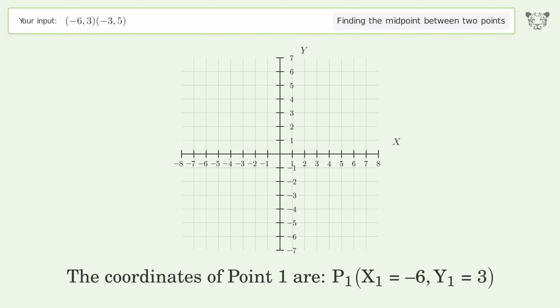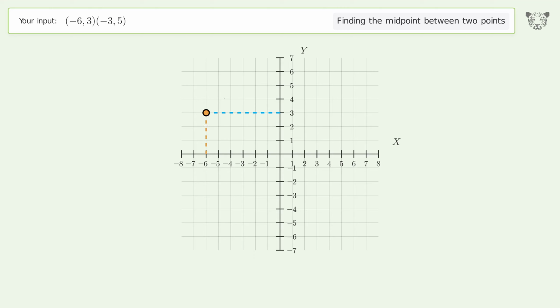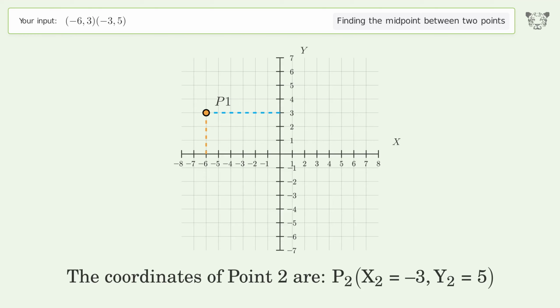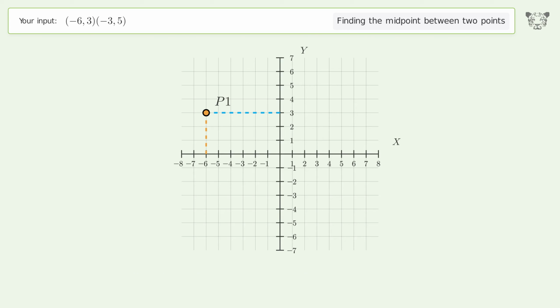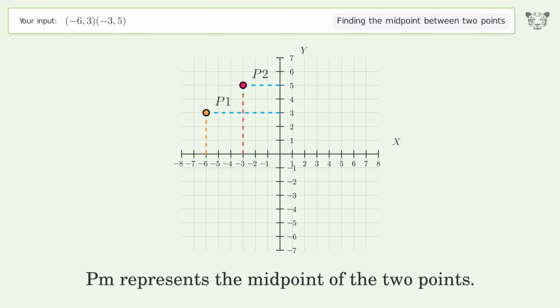The coordinates of point 1 are, x1 equals negative 6, y1 equals 3. The coordinates of point 2 are, x2 equals negative 3, y2 equals 5. PM represents the midpoint of the 2 points.